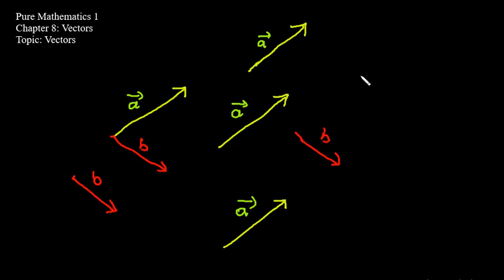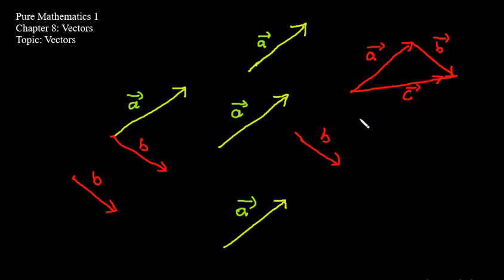So let me draw it like this. When I have vector A, which is this line, and now I have vector B, which is this one. Now I connect the two, which is this one. I call it vector C.